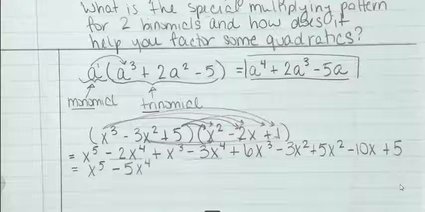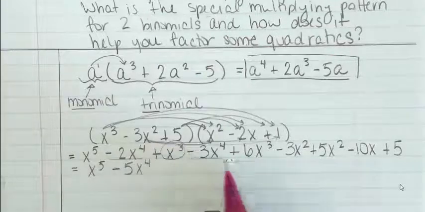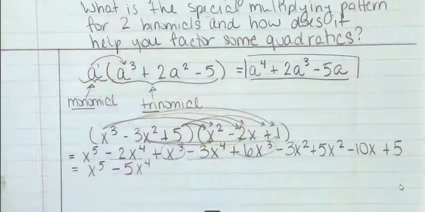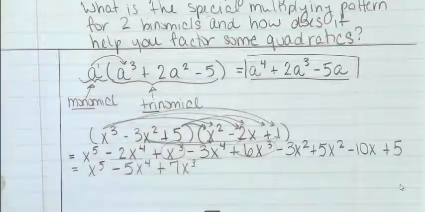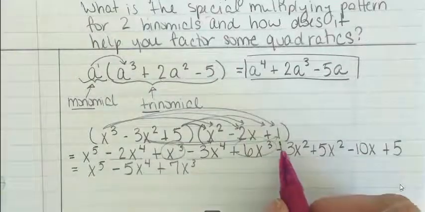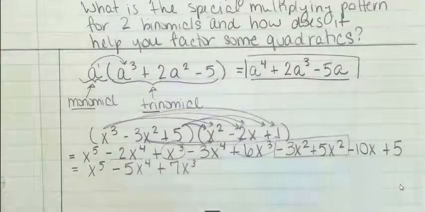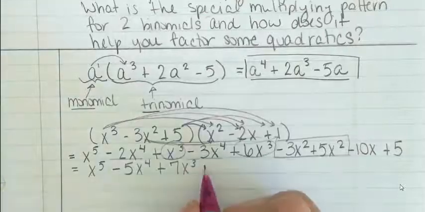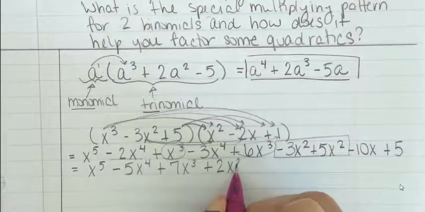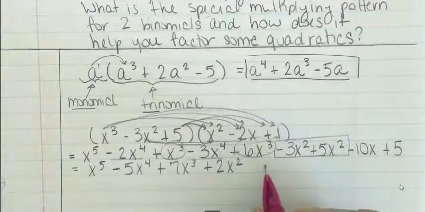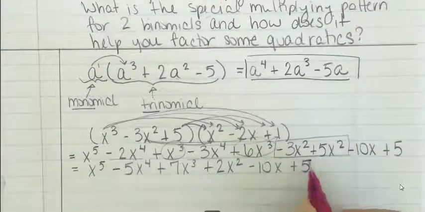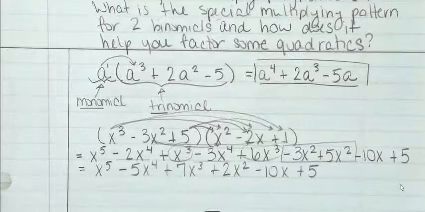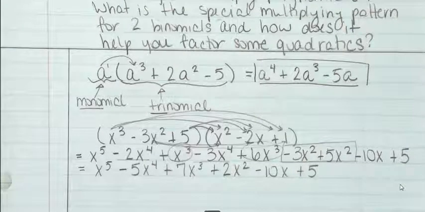Now I'm going to move on to the x cubes. I seem to have an x cubed and a 6x cubed. So I'm going to have a total of 7x cubed. Okay, what else do I have here? I have a couple x squareds. I'll box those. So when I combine those, I get a positive 2x squared. Then a negative 10x and a positive 5. All right, so I think that's our final answer.